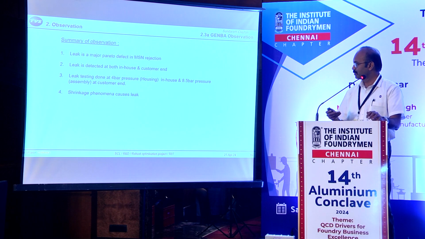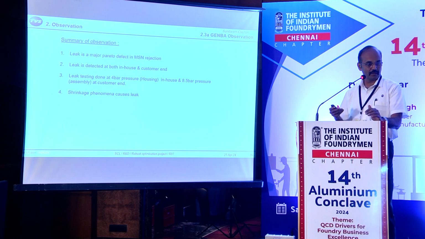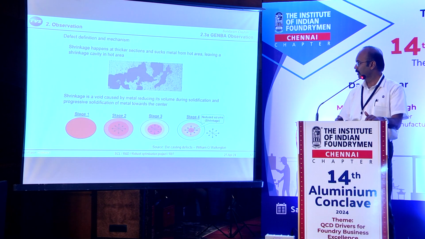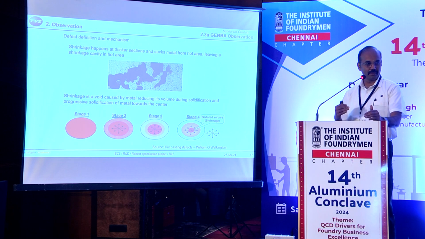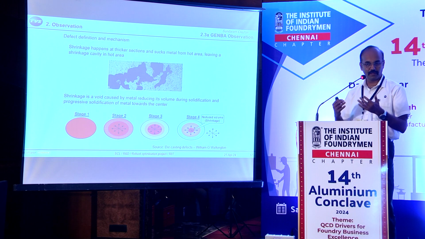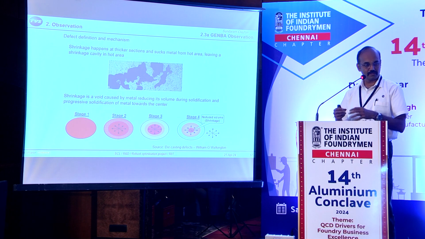So this is the summary of observation. The leak is detected in-house as well as at the customer end. Leak testing at our end is done at 4 bar, whereas at the customer end it is done at higher pressure because of the assembly. Shrinkage is a defect that creates a leak. Shrinkage is nothing but a void created when the aluminum changes from liquid state to solid state, and this generally appears in the thick section of the part.